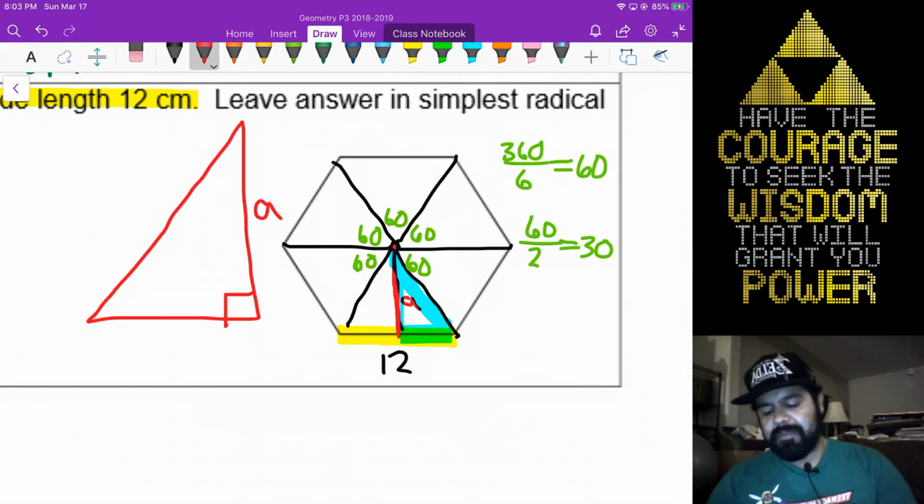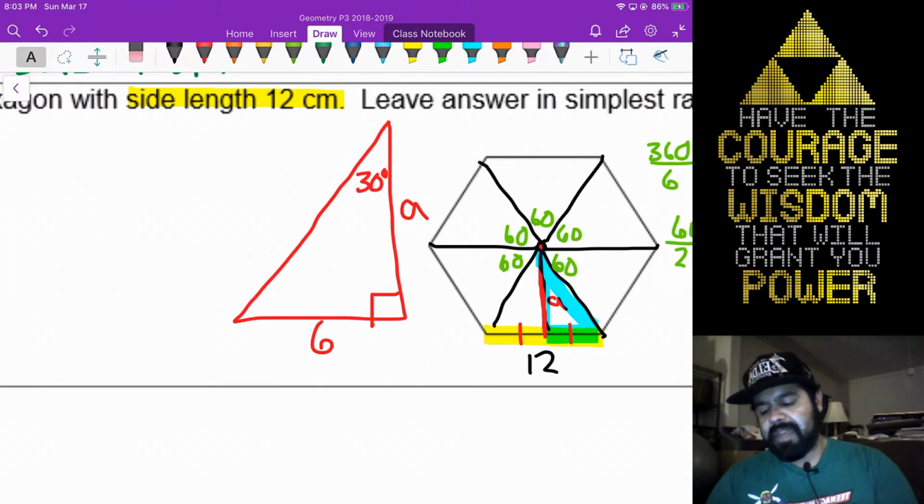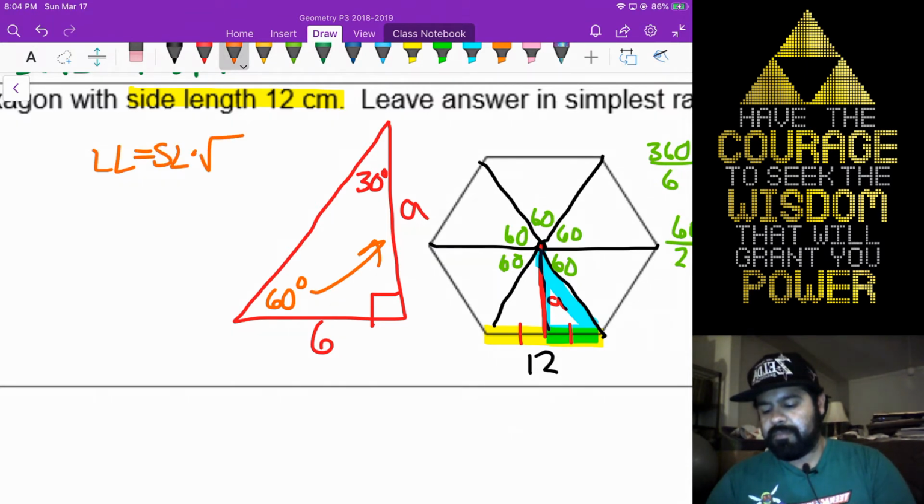So there's my apothem. Here's my 30 degrees, which we also can label the bottom as 6, right? Because these two have to be equal. All right, so now special right triangle. My apothem is across from the 60 degrees, so that means that's my long leg. So therefore the apothem is equal to 6 rad 3.